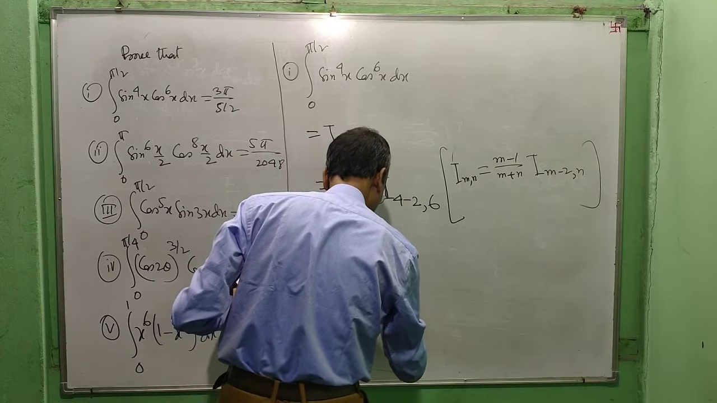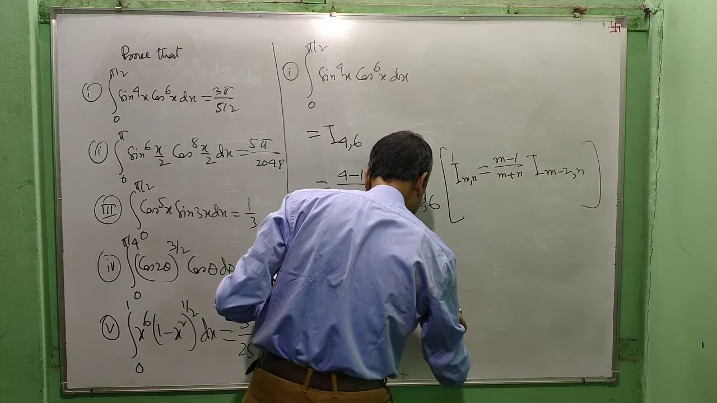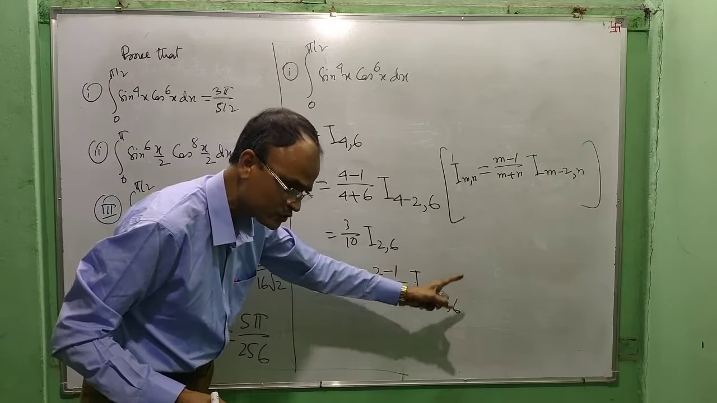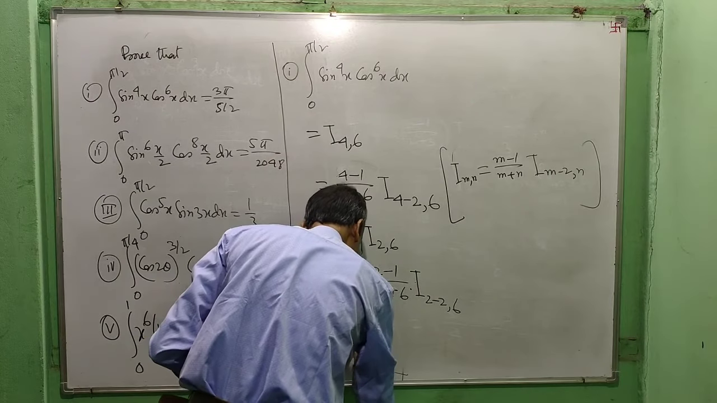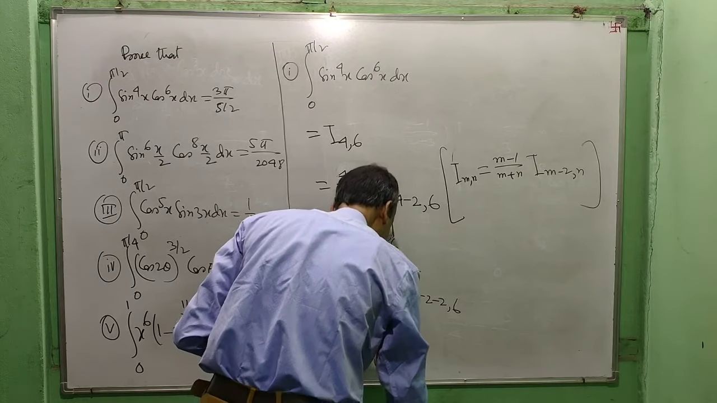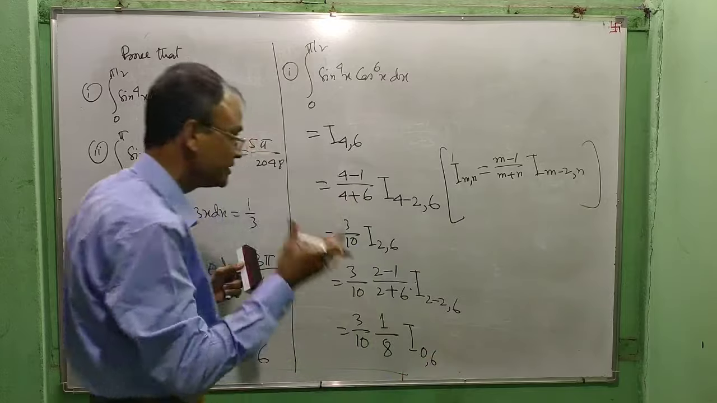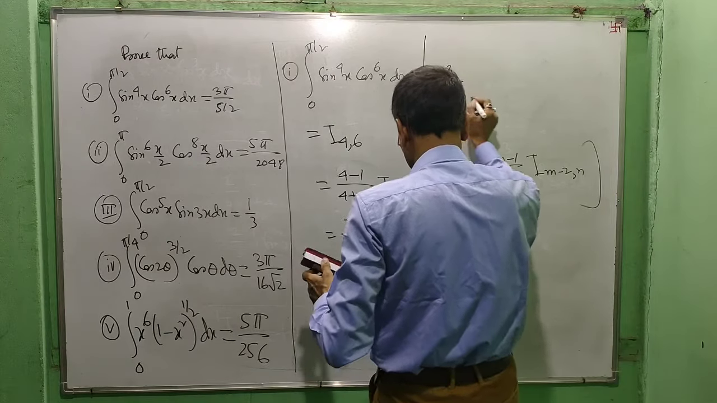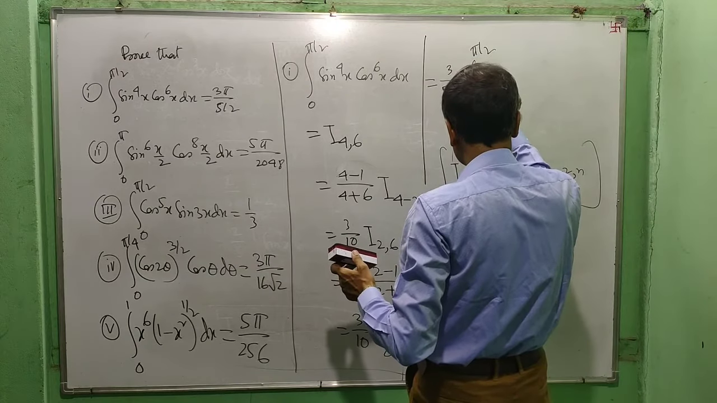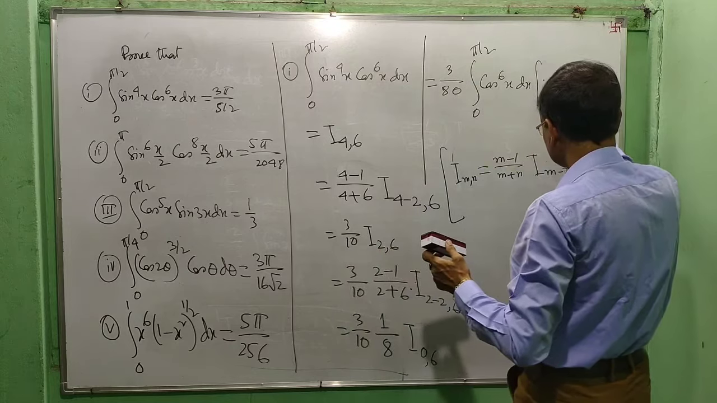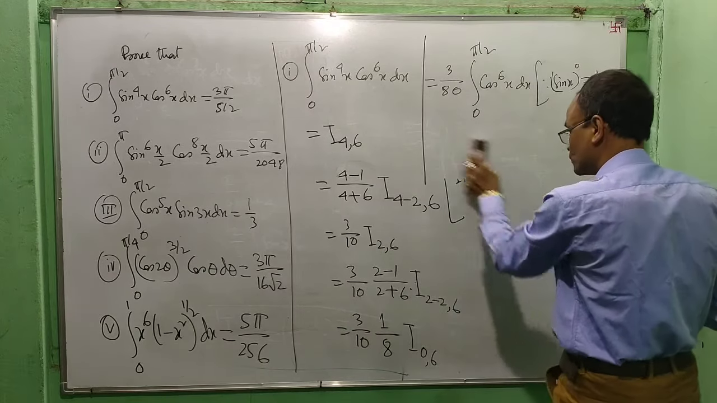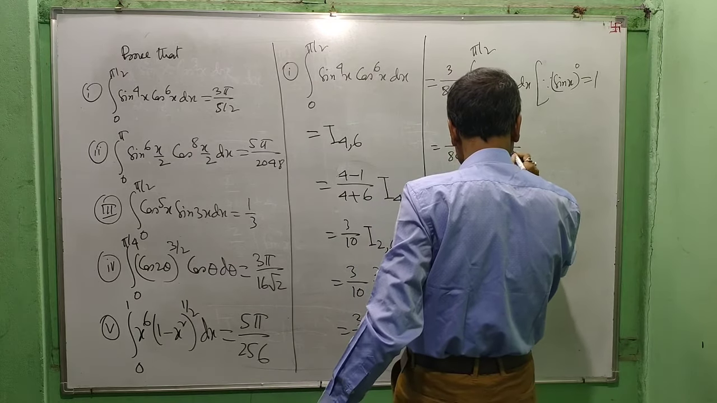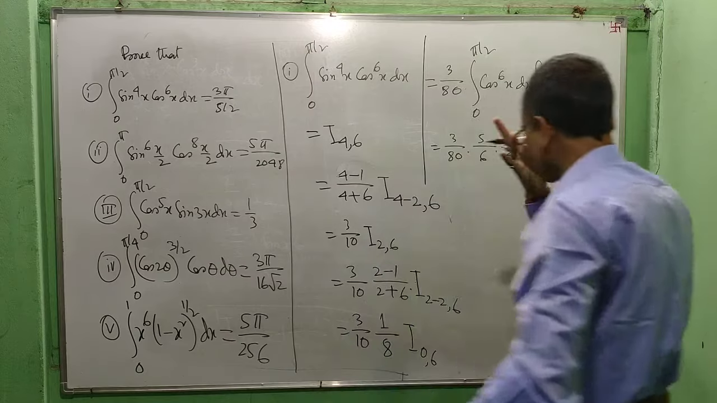This is equal to 3 divided by 10. Again apply this one into I 2 minus 2 6. Again apply this. You will get 3 by 10 into 2 minus 1 by 2 plus 6 I 2 minus 2 6. This is equal to 3 by 10 into 1 divided by 8 I 0 6. This is equal to 3 divided by 80 I 0 6, which means 0 to pi by 2 cos to the power 6x dx, since sin x whole to the power 0 is equal to 1. This is equal to 3 by 80 into 5 by 6, 3 by 4, 1 by 2 into pi by 2. You may write like this.